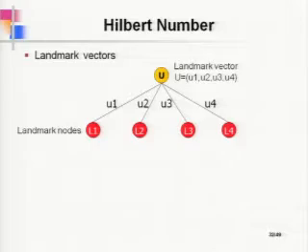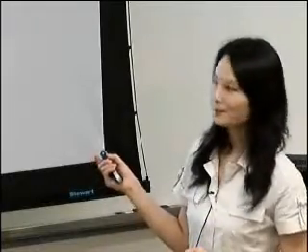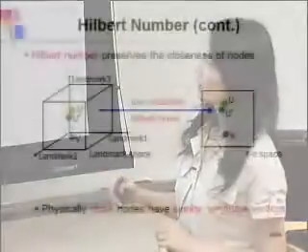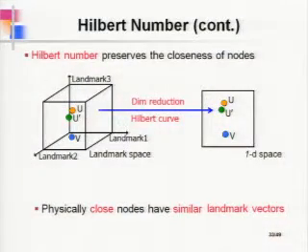Now, before I introduce GeWave, let me introduce the helper number. We have a number of landmark nodes. We measure the distances between each node and the landmark nodes, and each node will have a landmark vector. So physically close nodes have similar landmark vectors. And then we use a Hilbert curve to transform a d-dimensional vector to a one-dimension ID.